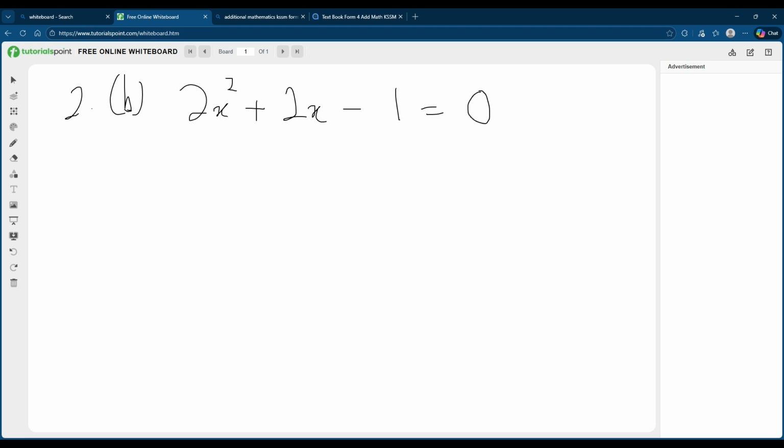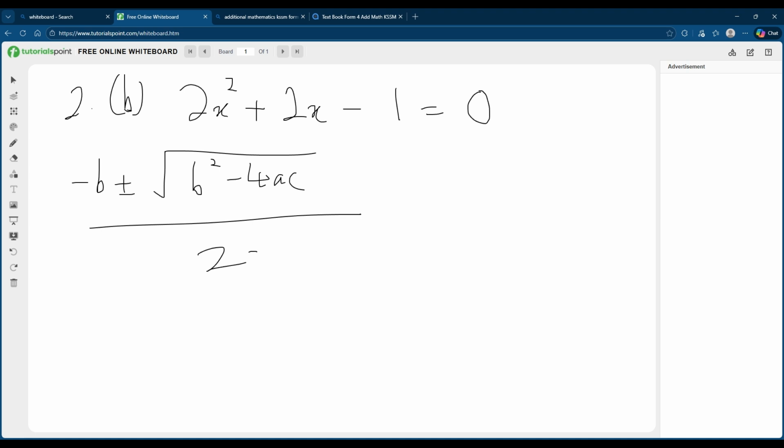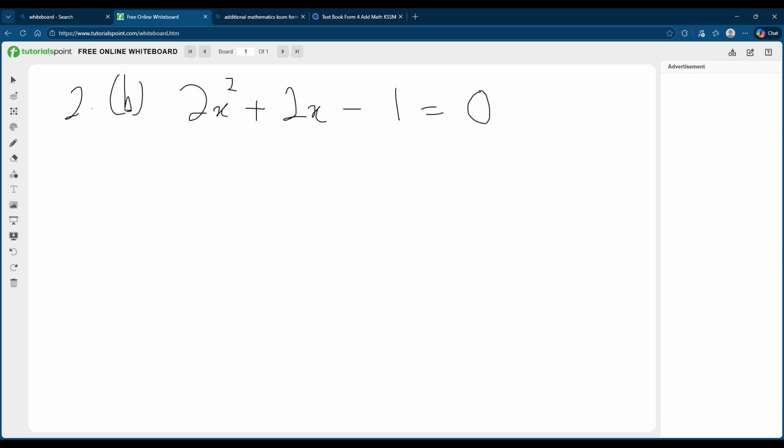If you still remember the formula, it's negative b plus minus square root of b squared minus 4ac, all over 2a. Now let's do this step by step. What's the b? It is 2. The a is 2. The c is negative 1. So you just label a, b, and c.